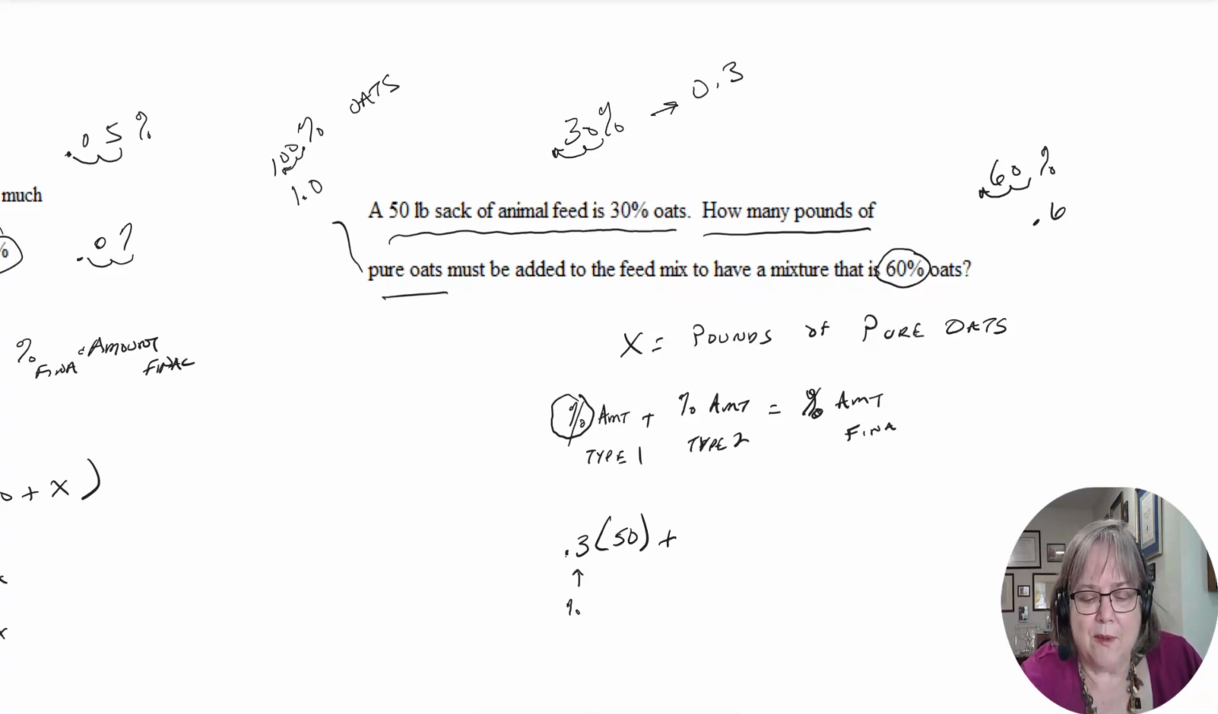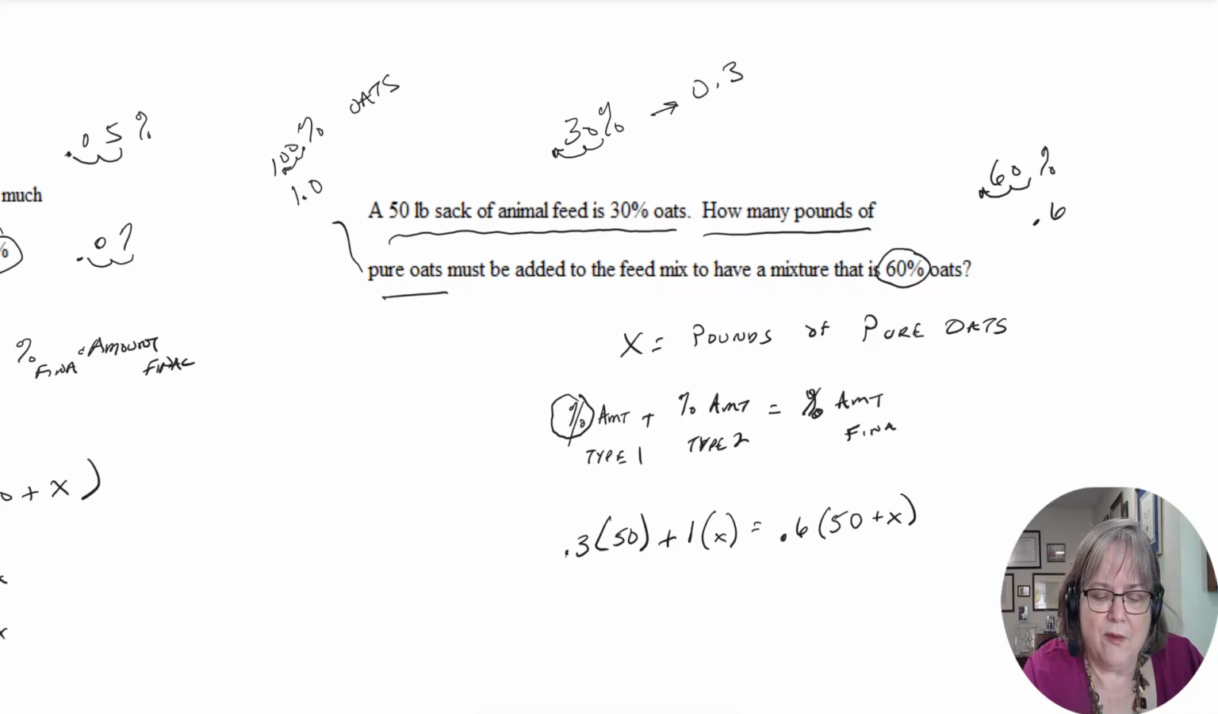This doesn't look like a percentage. This is percentage as a decimal, but this is going to be 100% of, I don't know, so many pounds of the pure oats, equals the final percent, and the final percent I want is 60%, which looks up as a decimal as 0.6, times the final amount. Well, what's my final amount? I started off with a 50-pound sack, and I'm going to add in X pounds, right? So it's 50 plus X.